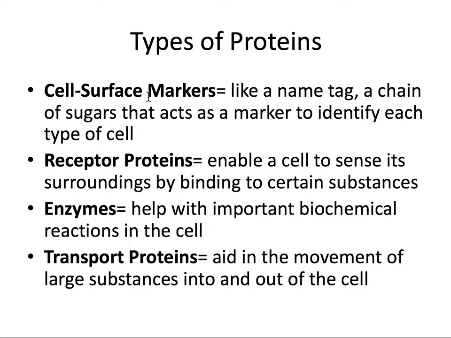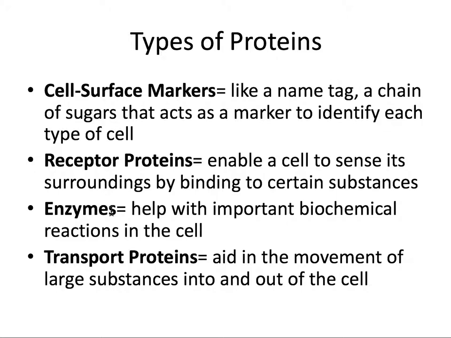Cell surface markers are the first type. These are like a name tag. They're a chain of sugars and they act like a marker to identify each type of cell. The second type of protein is known as receptor proteins, and these enable a cell to sense its surroundings by binding to certain substances. So cells don't have eyes to see what's around them, and they can sense information about their environment with these receptor proteins.